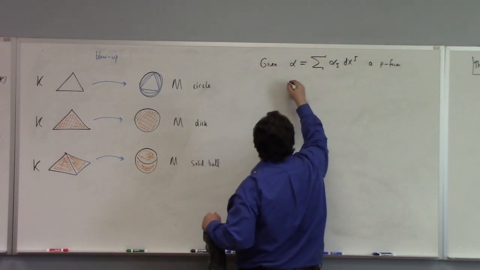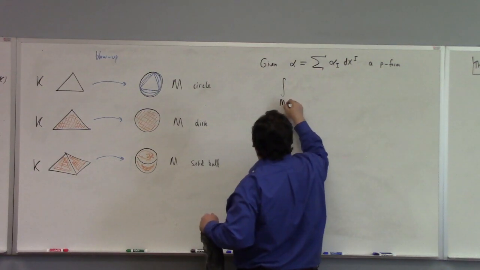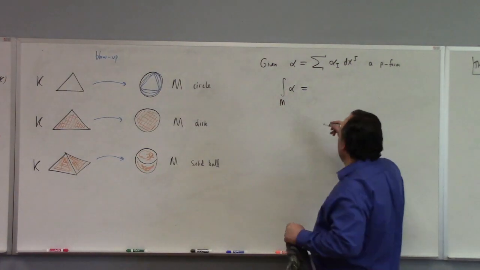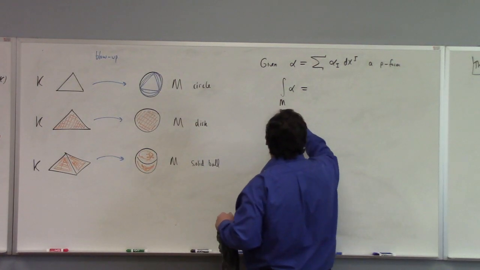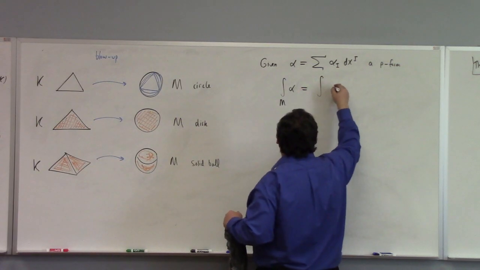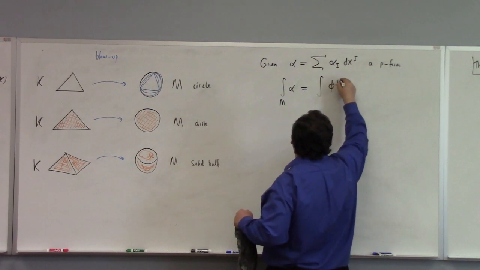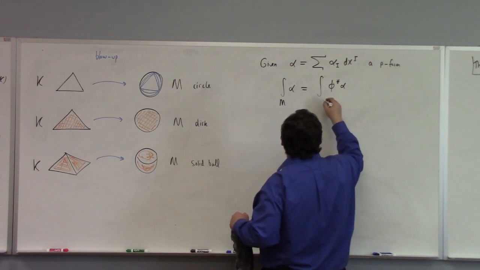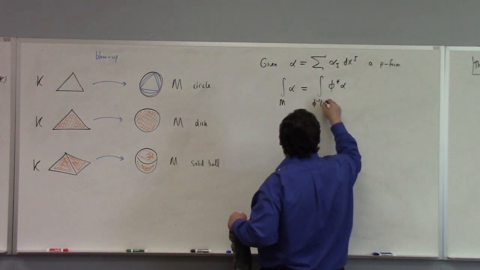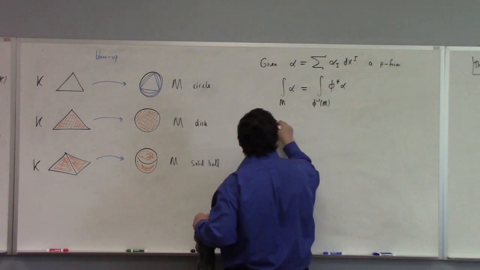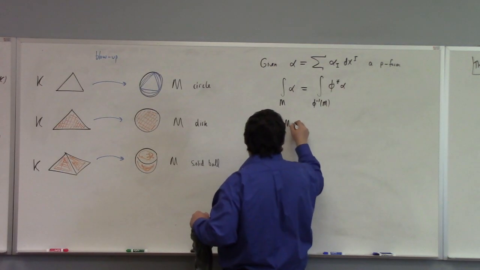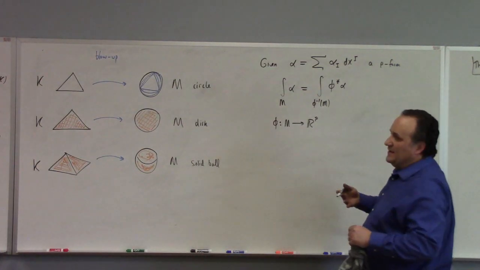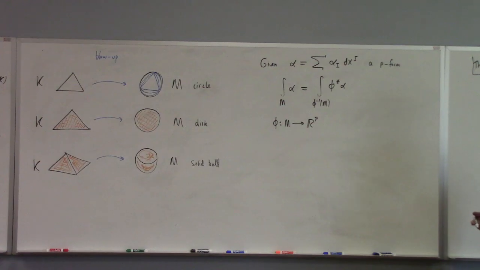Then if we have the integral over M of alpha, what do we mean by that? In order for this to be meaningful, it will have to be the pullback of alpha to the set, so here I'm thinking of phi as a chart that goes from M to, let's say, a subset of R^p. So M has to be a p-dimensional space for this to make sense.